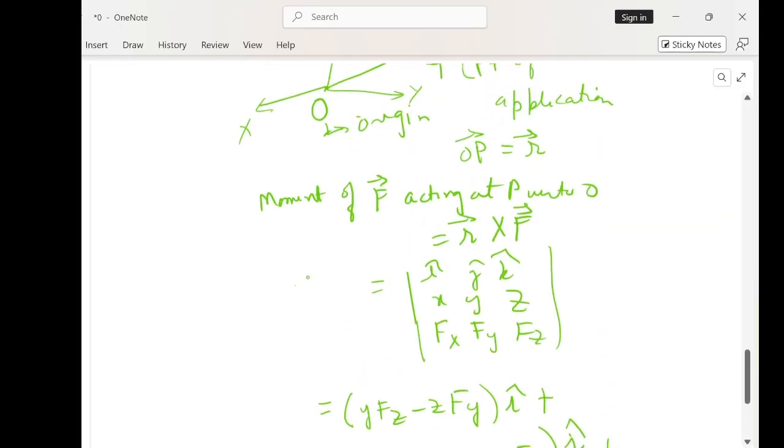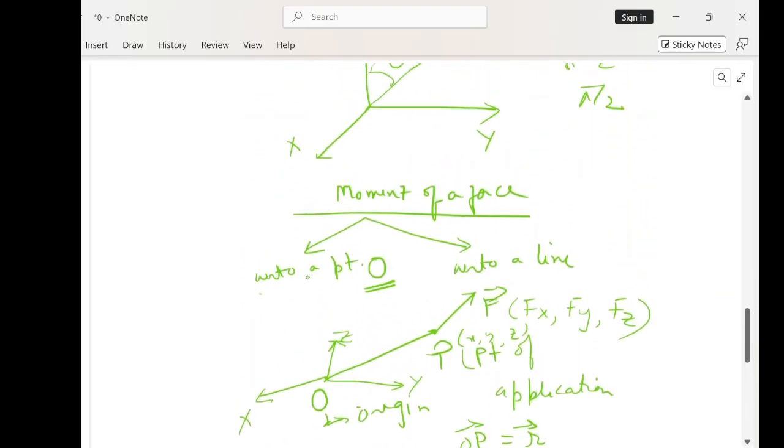Now, let us come to the next case, that means with respect to a line.